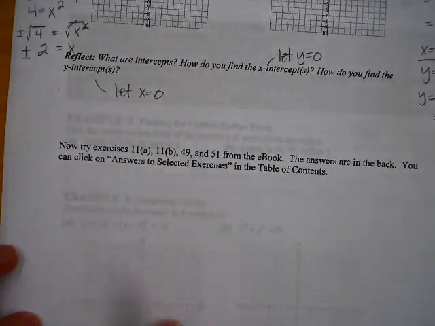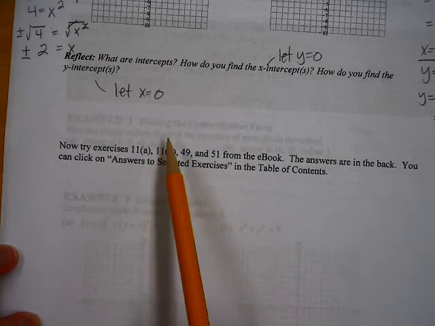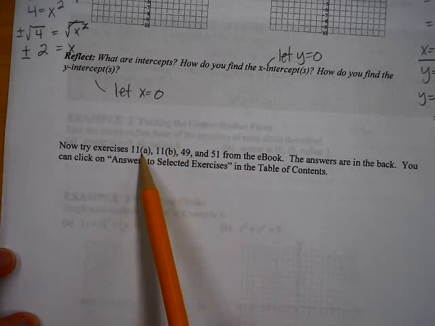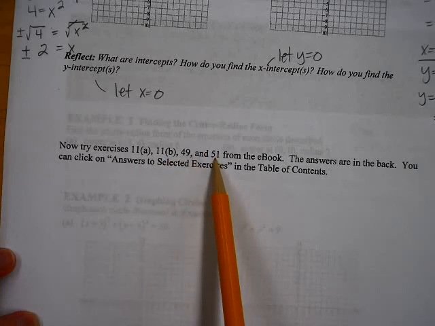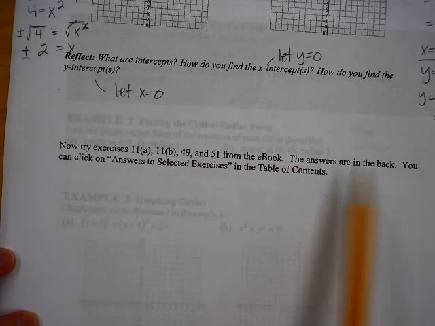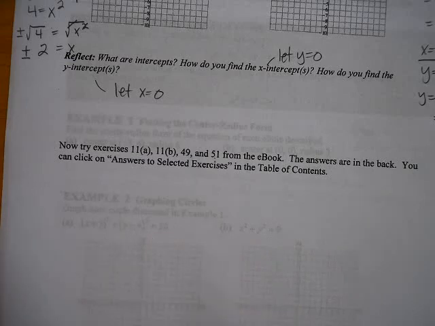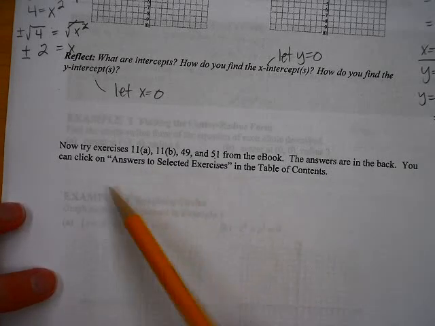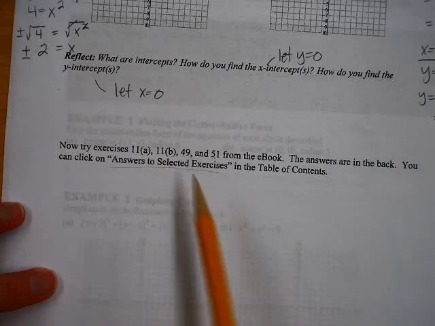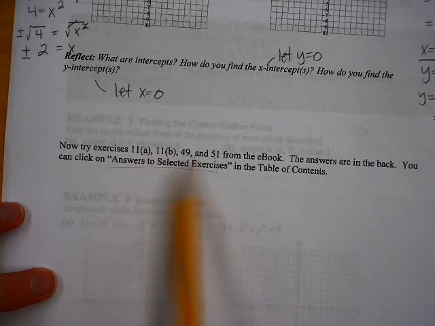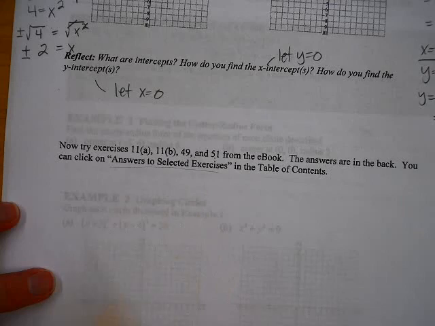Now you can go to your ebook and in this section 2.1 try exercises 11A, 11B, 49, and 51. The answers are in the back, but since this is not a paper copy, if you just go to the side of your table of contents, you will see answers to selected exercises. Click that and check these answers before moving on to the next section. This concludes section 2.1.